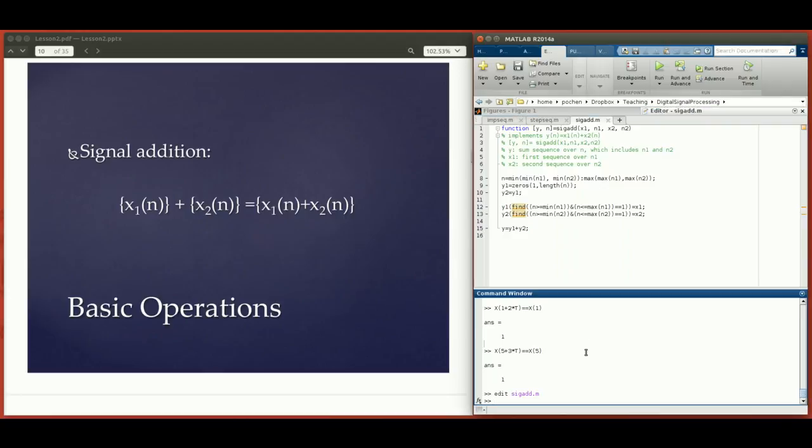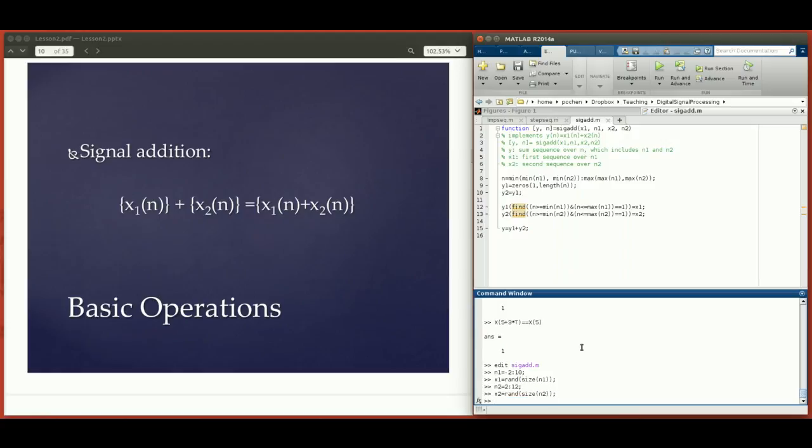So let's construct a first signal. n1 goes from, for example, -2 to 10, and x1 equals just rand of the size of n1, basically. And then n2 goes from, say, 2 to 12, for example. Right, x2 equals rand of the size of n2.